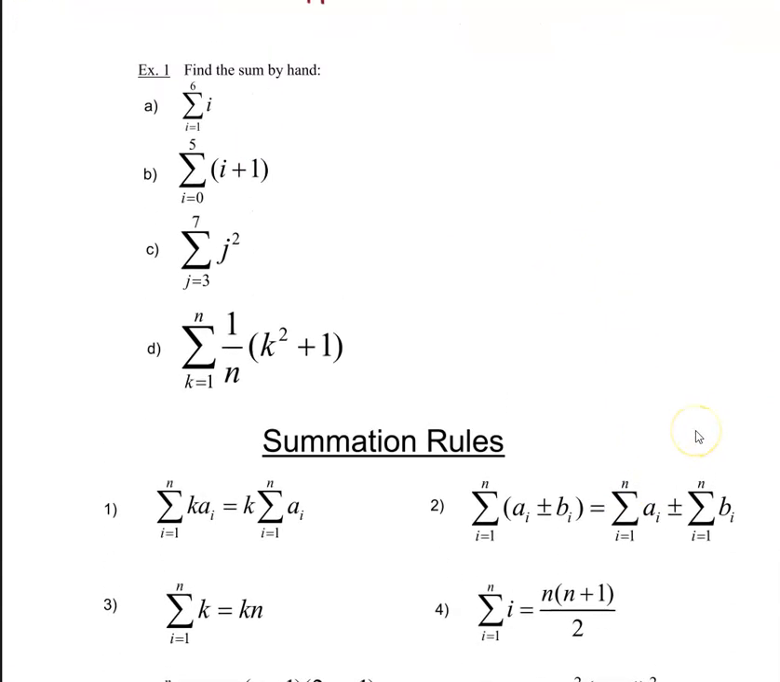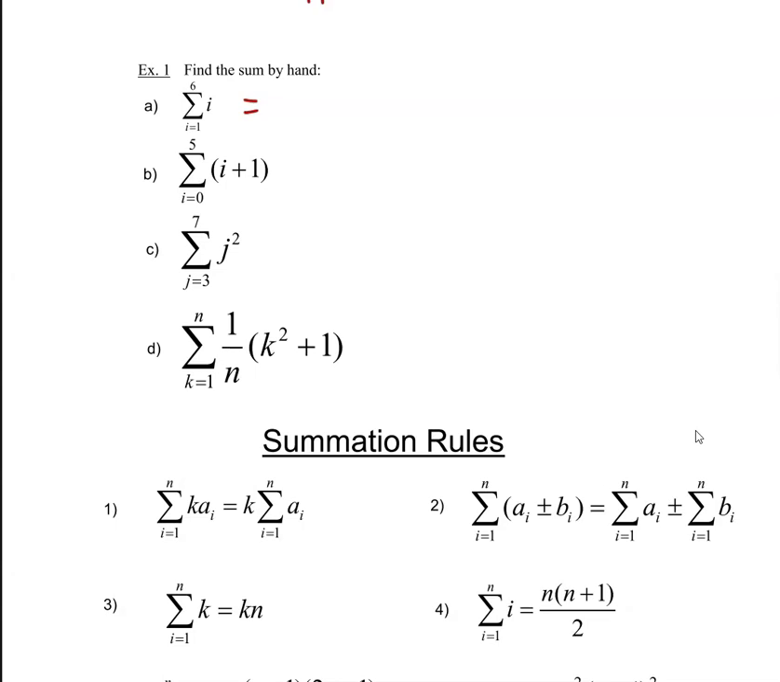So number 1, it says find the sum, and for part A, we're looking at just i. So the sequence is just i, and we want i to range from 1 to 6. This is a discrete series, 1, 2, 3, 4, 5. They go along like that. There's no partial terms. It's not continuous. It's just discrete terms, one right after the other.